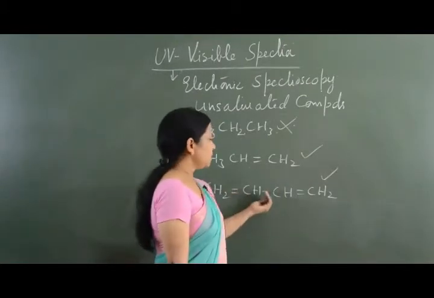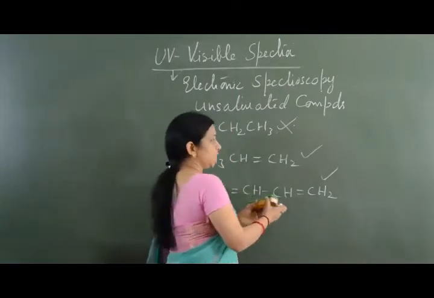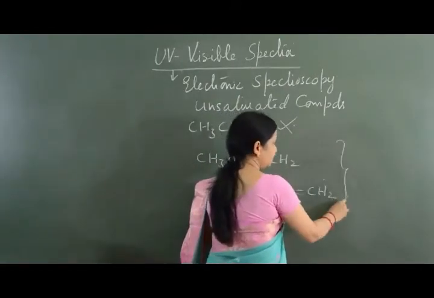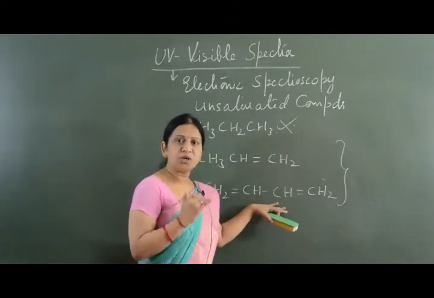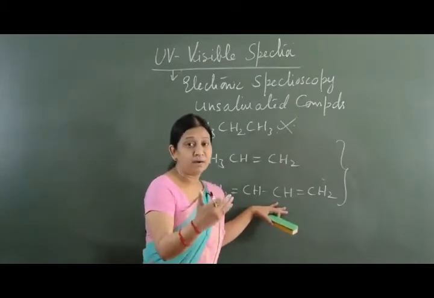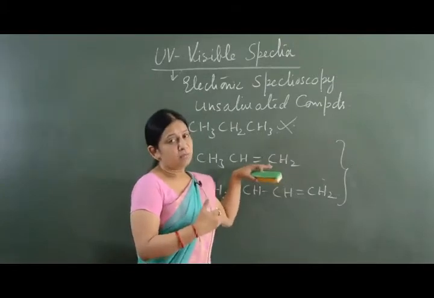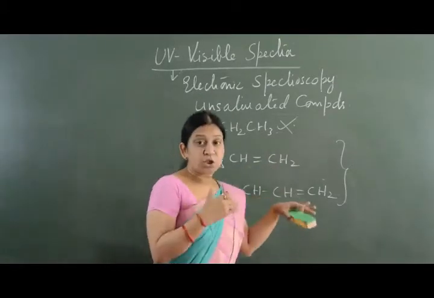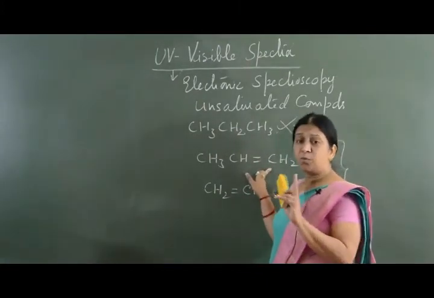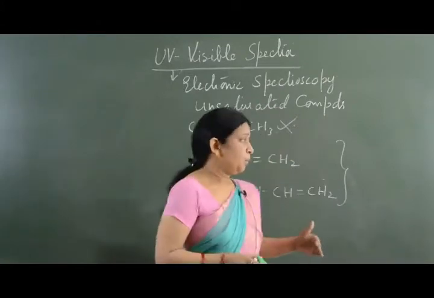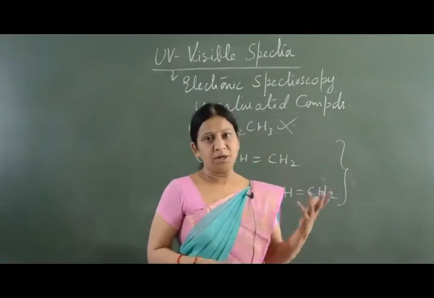Conjugation is double bond, single bond, double bond, single bond, and so on. So, if we talk about these two compounds, they are going to give UV spectra, but the wavelength at which this compound is going to show absorption will be higher in comparison to the absorption wavelength of this compound. Why? Because here conjugation is there, and this compound has only one double bond. So, conjugation is not there. So, greater the conjugation, greater is the wavelength for absorption of that particular compound.